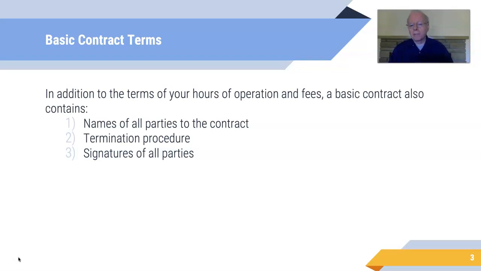Also, you need signatures. Without signatures, you don't have a written contract. You want the parent to sign it first, then you sign it. Then give the parents a copy of the contract. Now you're set.